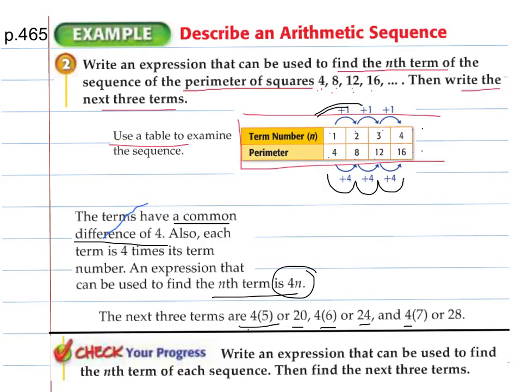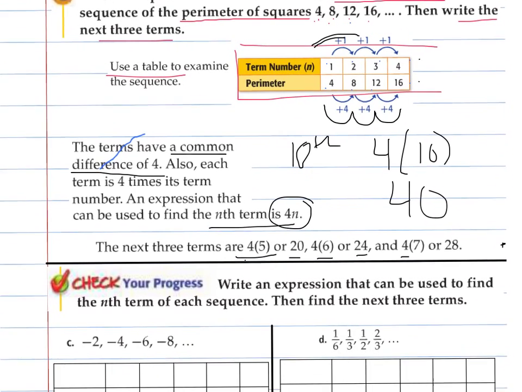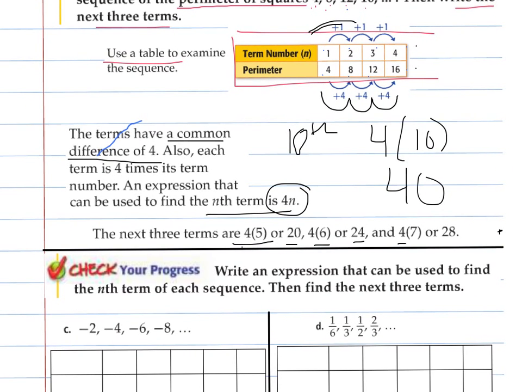Say you were curious and you wanted to know what the 10th square was. So you do 4 times n, which in this case we're going to do 10, and you'd end up with a perimeter of 40, and so on. The thing about equations and expressions is they allow you to find anything when you plug in the variable.